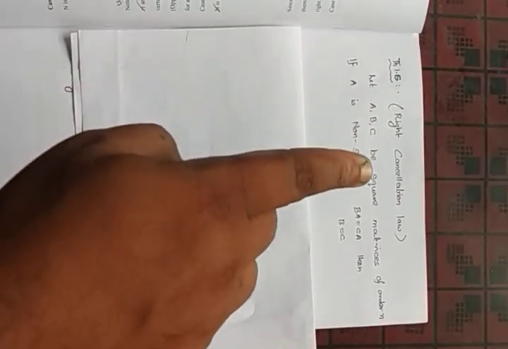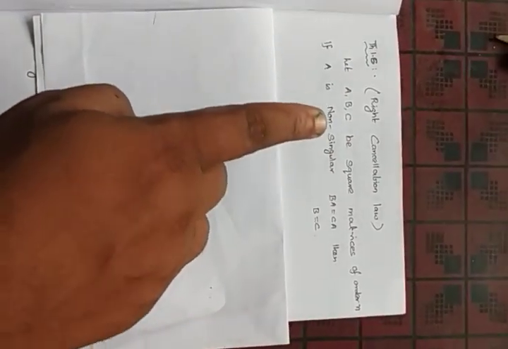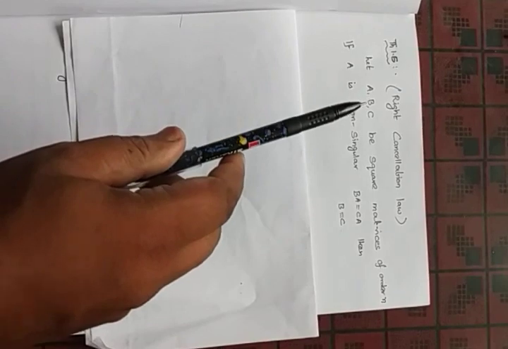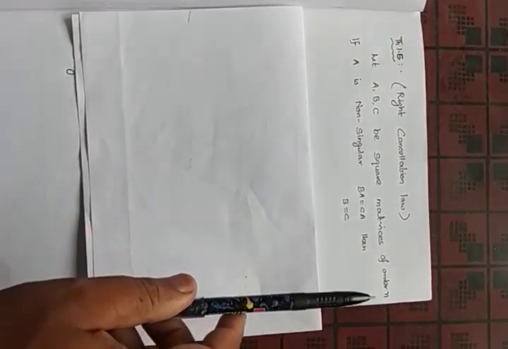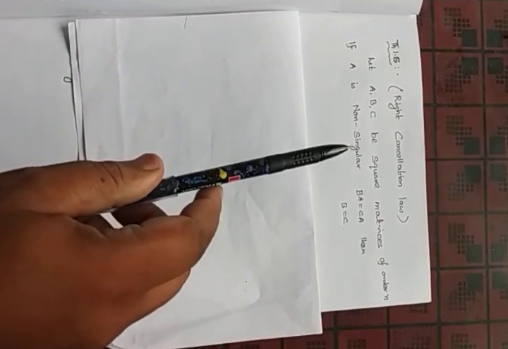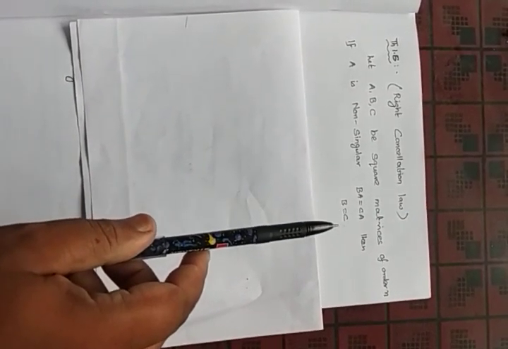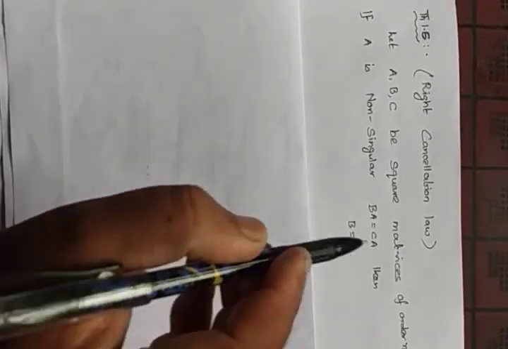Next we have the right cancellation law. As you earlier have seen the left cancellation law, here you are going to see the right cancellation law. Let A, B, C be square matrices of order n. Same thing: if A is non-singular and BA equals CA, then B equals C, they are saying.